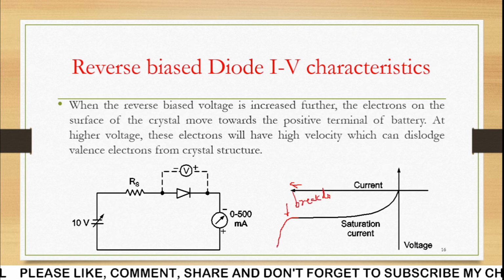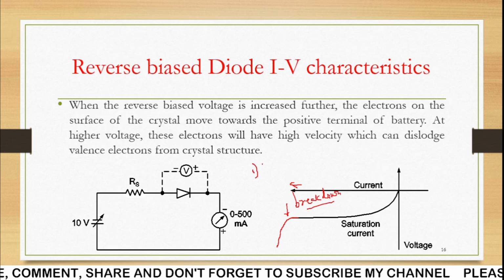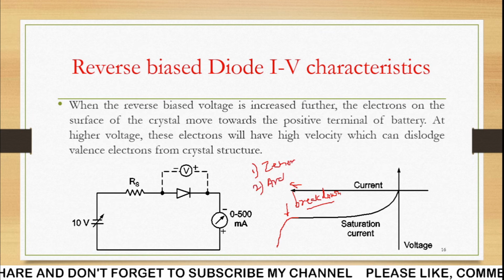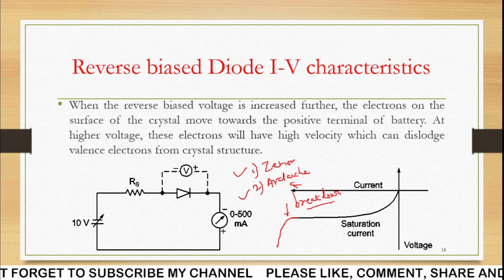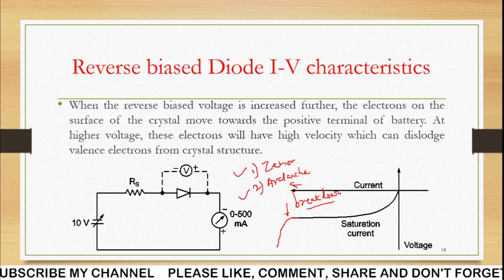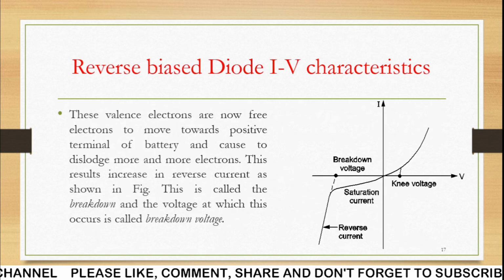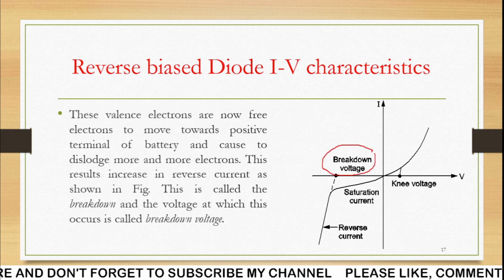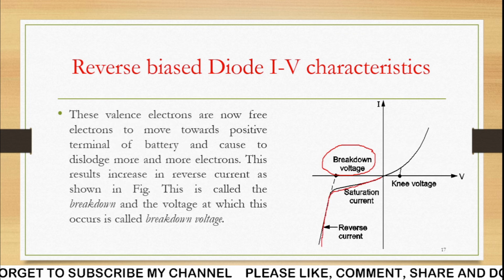So there are two types of breakdown available in the diode. One is called Zener breakdown and another one is called avalanche breakdown. So we'll see how the Zener and avalanche breakdown happens inside the reverse bias of the diode. So we are going to see just the reverse bias characteristic of the diode in a PSpice software. So you can see here at the breakdown voltage, large reverse current flows and it is in the negative direction.